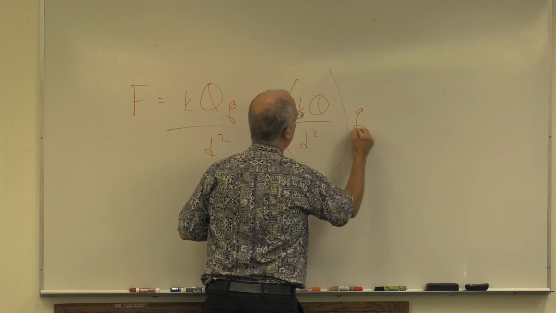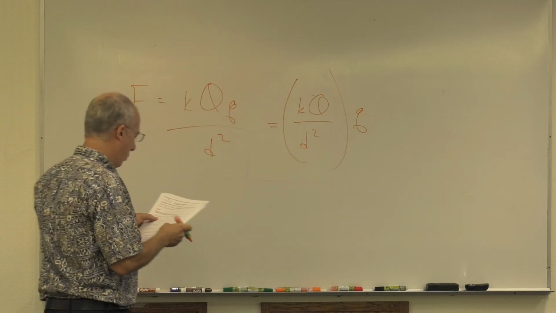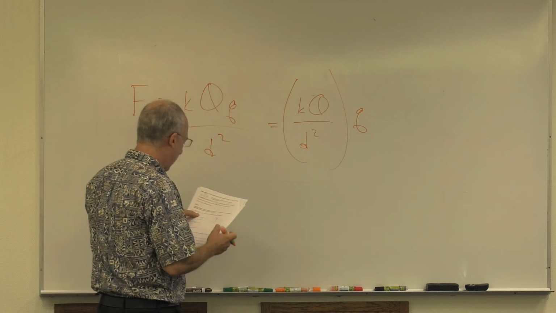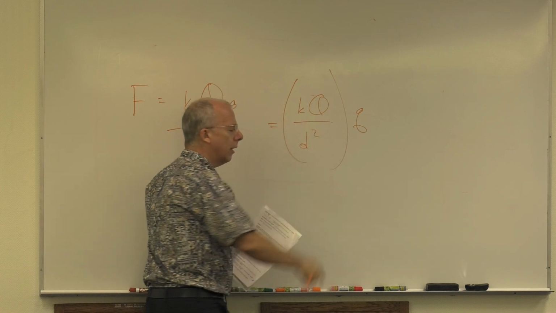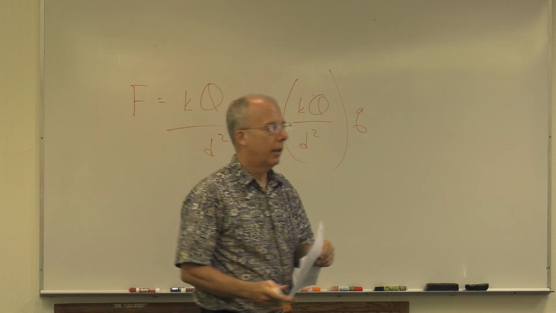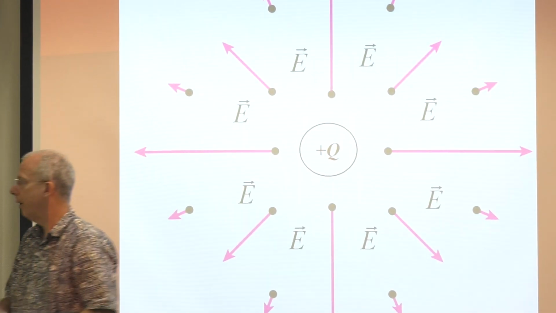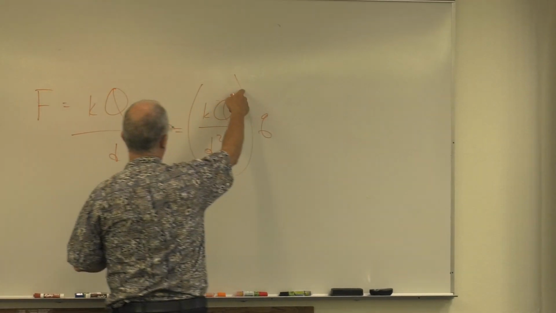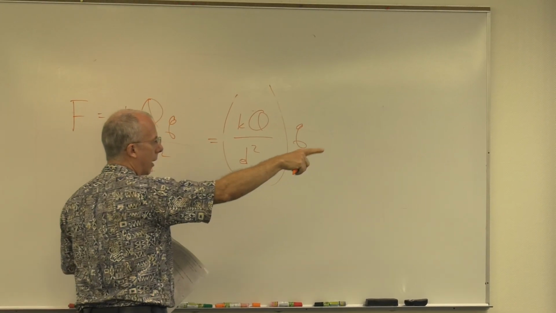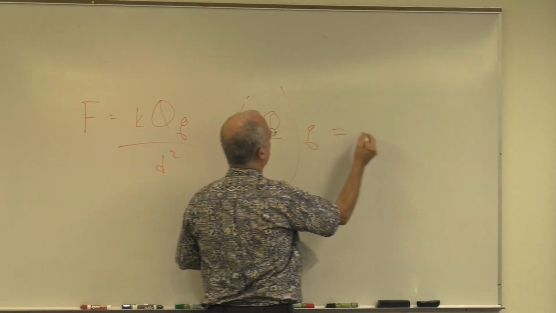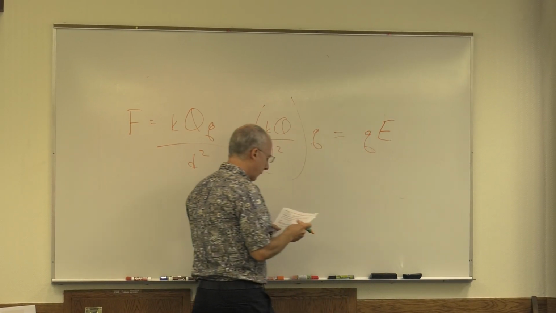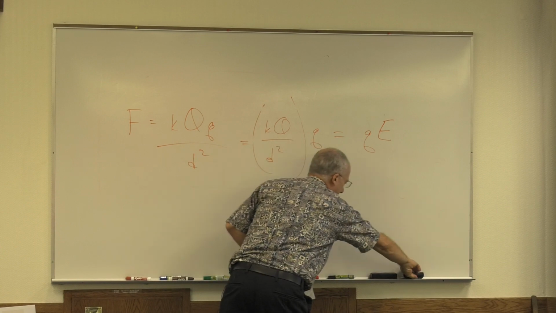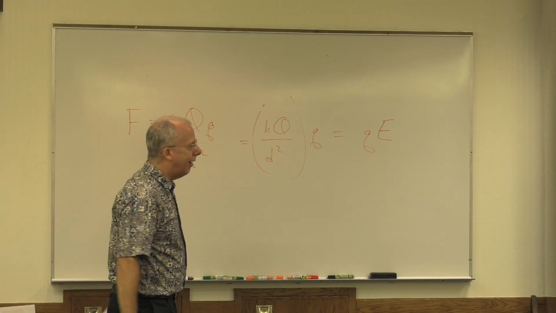Okay, so there, whoopee, right? So I added some parentheses. Now, wait a second. What is KQ over the distance squared? That's the electric field of this Q, right? So this thing here is just the electric field created by that big Q. So therefore, this is just Q times E.